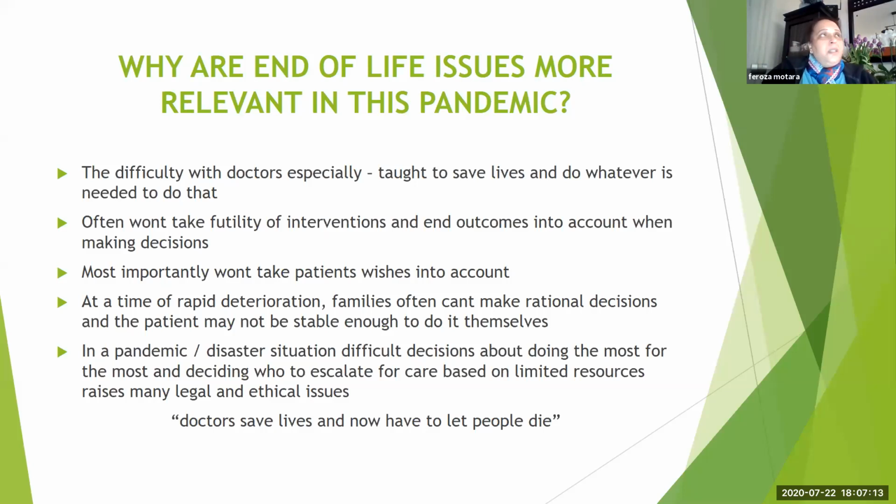At a time of rapid deterioration, families often can't make those decisions because they're emotional, and the patient may not be able to do it themselves because they're not mentally or legally competent to do so. Particularly in a pandemic or disaster situation, difficult decisions about doing the most for the most, the utilitarian principles, and deciding who to escalate for care are essentially based on limited resources rather than on medical issues. So that difficulty with learning to let people die is a difficult one for most of us to deal with.